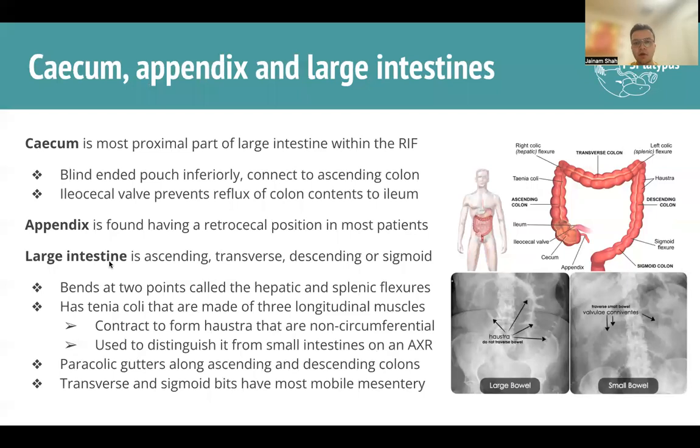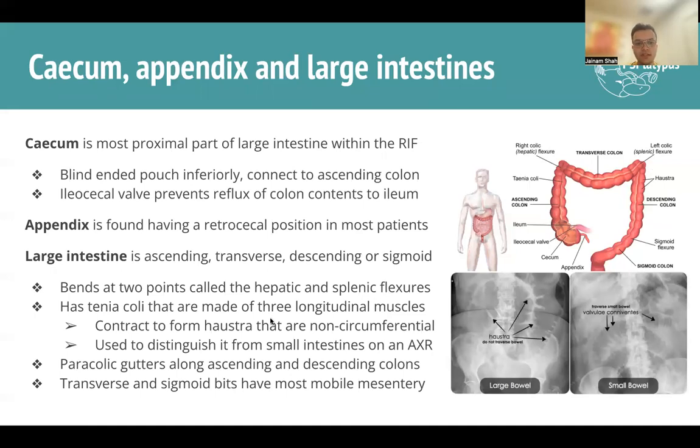The large intestine is composed of four main parts. So you've got the ascending colon, the transverse colon, descending colon, and then the sigmoid colon. There are two bends which happen at the hepatic and splenic flexures, or you can just call them the right colic flexure and the left colic flexure. The large intestine also contains its own muscle, which is called the taenia coli, and that's three longitudinal muscles, as you can sort of see in orange over the red on this diagram there. Now, when those muscles contract, it forms the haustra, which is important for absorption of nutrients within the large intestine, which we will cover in physiology.